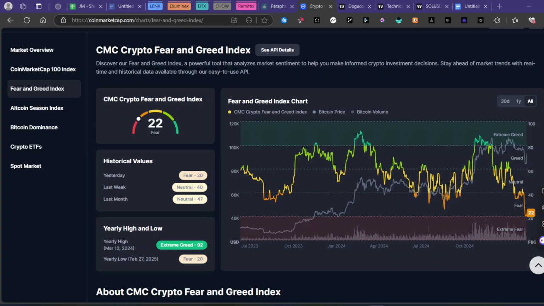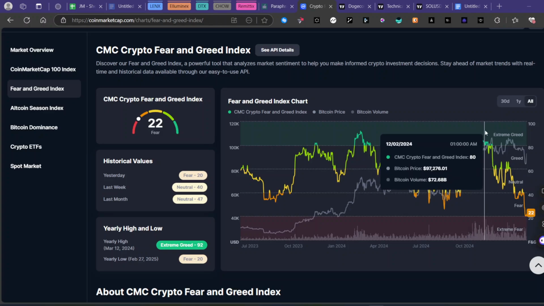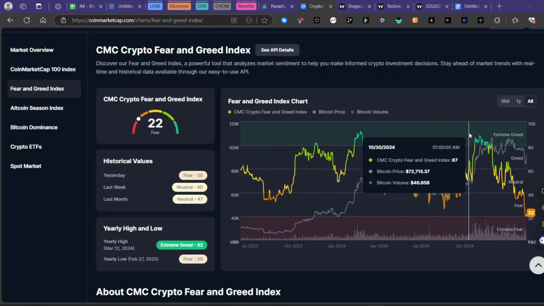Now, let us talk about the most important part: how can you use the fear and greed index in your trading strategy? First of all, you can use it to identify market extremes. If the index is in extreme fear territory, below 20, the market could be oversold, meaning a potential buying opportunity is coming. If it is in extreme greed territory, above 80, the market could be overbought, signaling a possible reversal or correction.